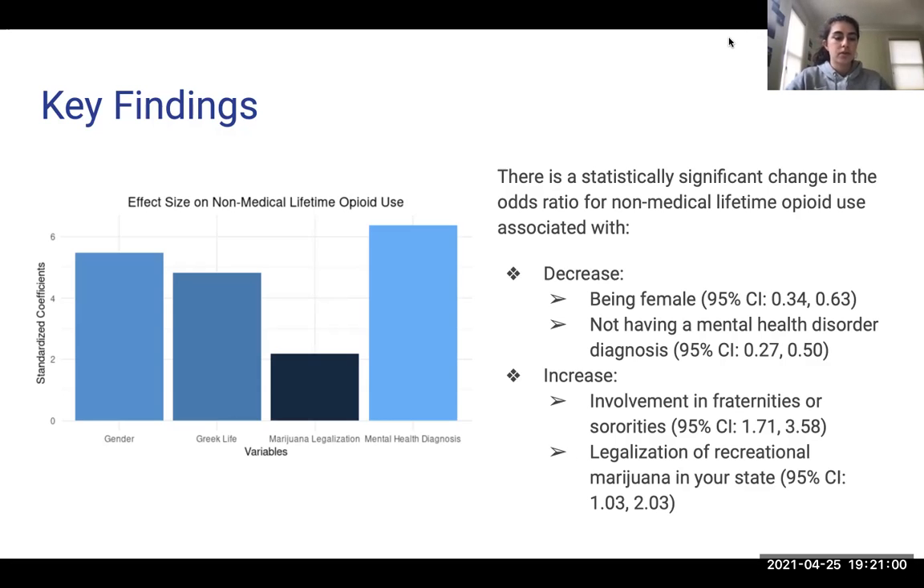So this points us towards traits that are important to look at in people to hopefully address opioid use before it might become an addiction. Those traits being male, having a mental health disorder, being involved in Greek life, and living in a state where marijuana is legal.